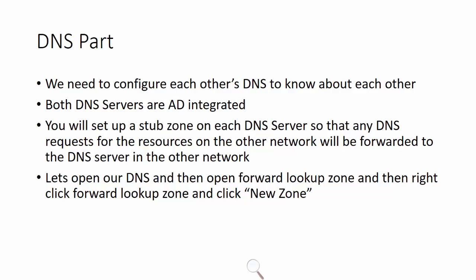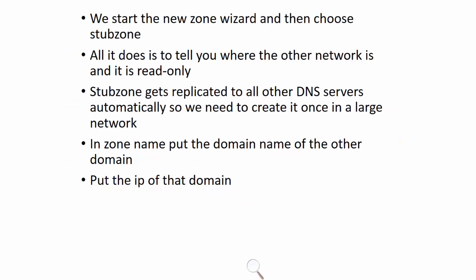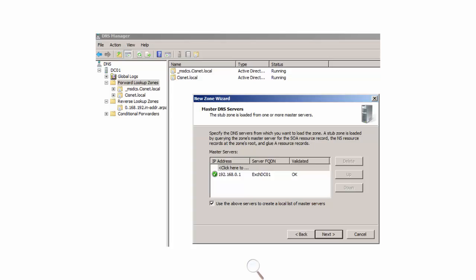If that is perfect, then we can start the forest trust relationship wizard from any one of the forests. So if the DNS part is not good, go back and make it correct, right? So let's do this first. But what is the bigger picture here? We start the New Zone Wizard and then choose stub zone. All it does is tell you whether the other network is there or not. The stub zone gets replicated to all the DNS servers, and this green should be showing there.